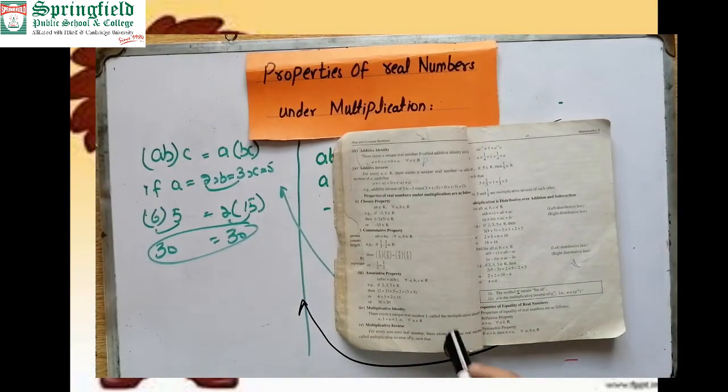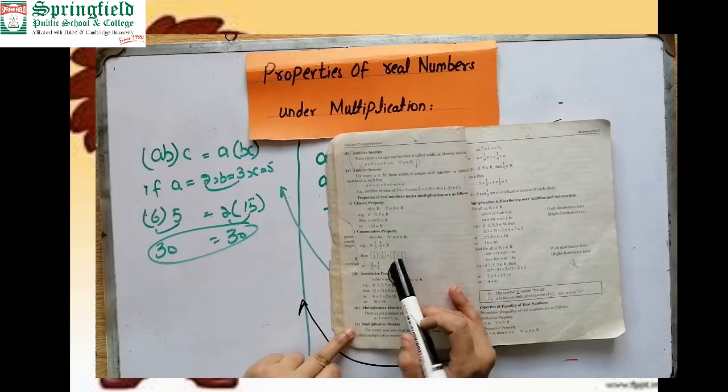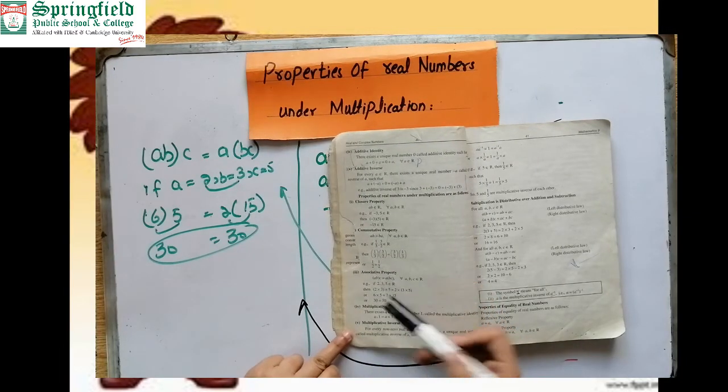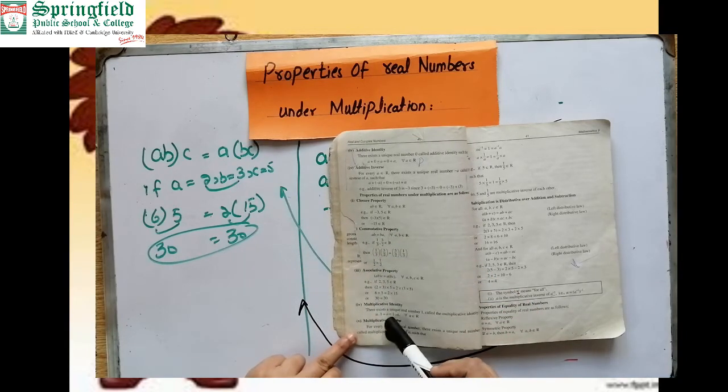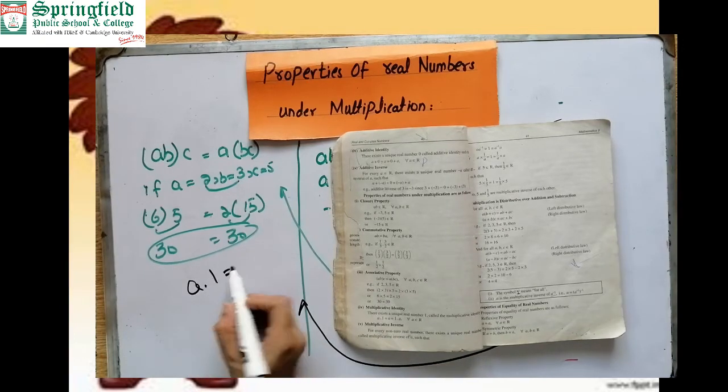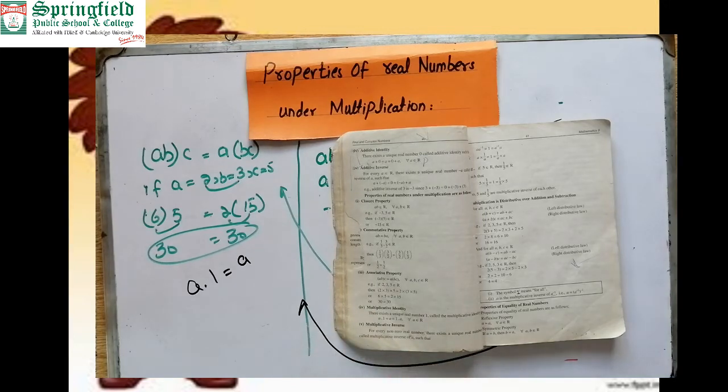turn to page number 40, and we already discussed the commutative property. And now come to the associative property. This is the associative property we already discussed. And now multiplicative identity. Multiplicative identity means 1 is the multiplicative identity, meaning when we multiply 1 with any number, we get that number. Fine. Okay, as in addition we already saw that 0 is the additive identity, and here the multiplicative identity is 1.